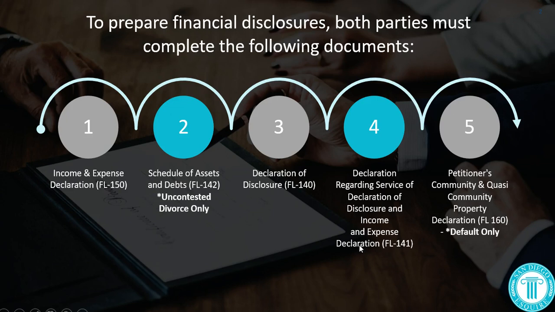In a default divorce, the petitioner is going to complete the income and expense declaration, declaration of disclosure, declaration regarding service of declaration of disclosure and income and expense, and the petitioner's community and quasi-community property declaration. And this must also be completed to identify separate property.